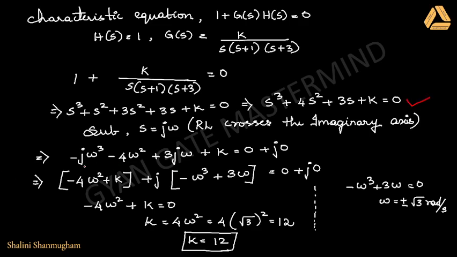Just by simplifying this, equate the real and imaginary parts separately to 0, because the real part is 0 and the imaginary part is 0, that is 0 + j0. By equating the imaginary part to 0, you will get ω equal to ±√3 radian per second. By substituting ω in the real part, you will get the value of K is 12. So hence solved.